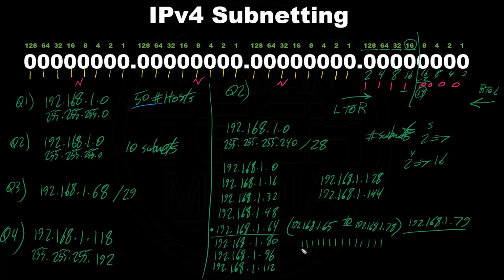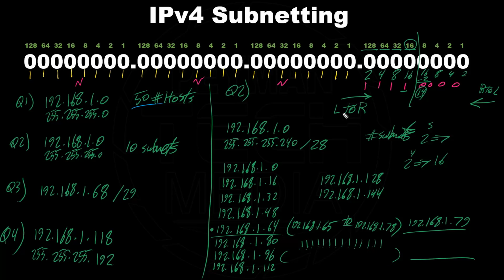Let's count. 1, 2, 3, 4, 5, 6, 7, 8, 9, 10, 11, 12, 13, 14. So these are the 14 available IP addresses. Of course, it goes from 1.65 to 1.78 on this subnet. Exactly the same on the other subnets, there should be 14 available IP addresses.